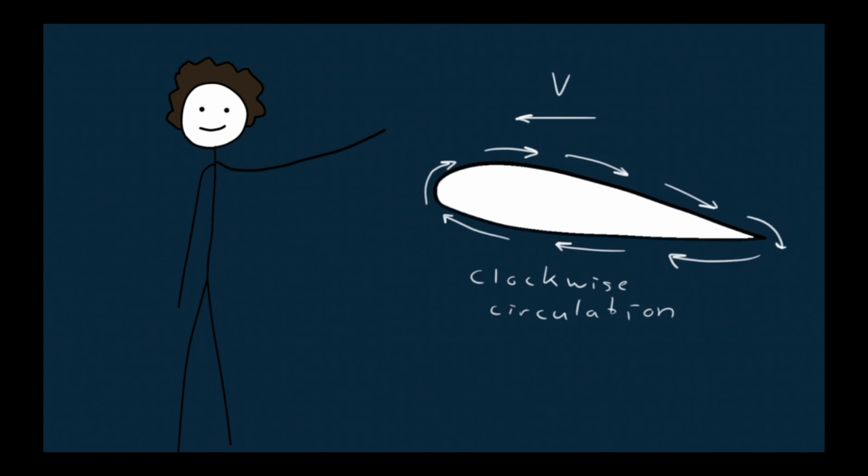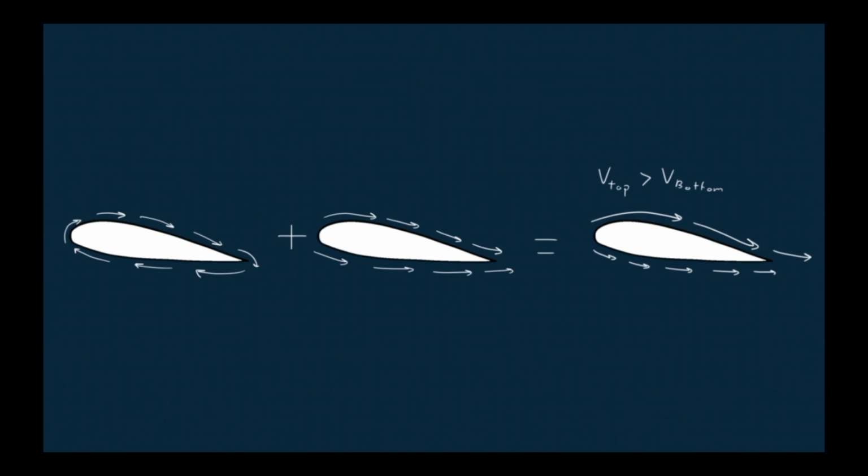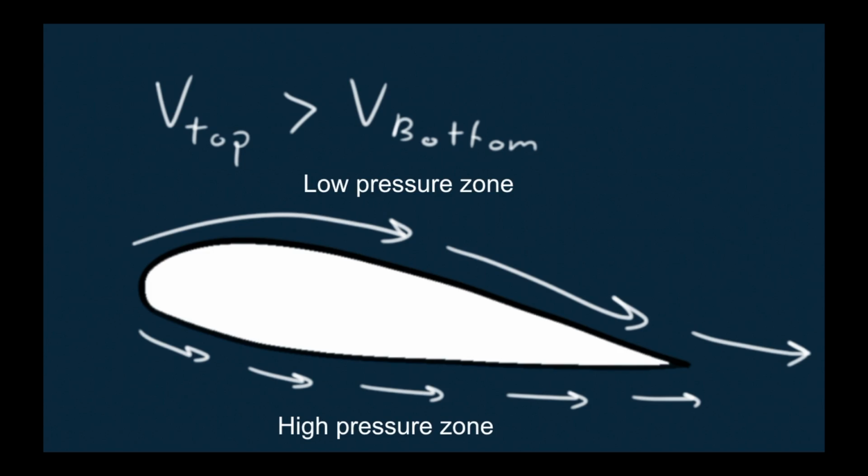So we know that the flow around an airfoil can be shown through a combination of idealized uniform irrotational flow and circulatory flow. The circulation's velocity vectors combine with the velocity of uniform irrotational flow, acting to speed up the airflow above and slow down the airflow below, which, in accordance with Bernoulli's principle, creates a low-pressure zone on top of the airfoil and a high-pressure zone below. This difference in pressure is the reason for the upward force on the airfoil.